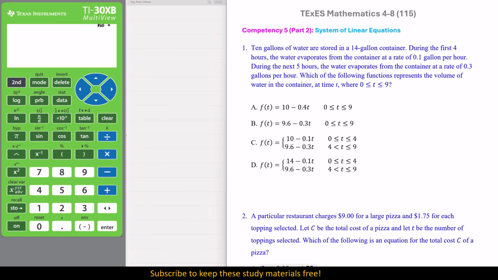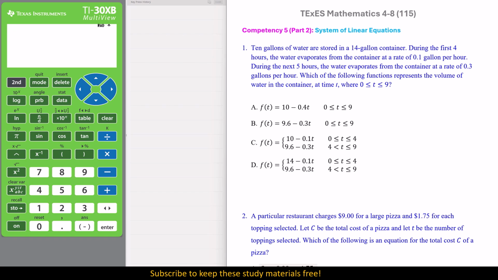Number 1, 10 gallons of water are stored in a 14-gallon container. During the first 4 hours, the water evaporates from the container at a rate of 0.1 gallons per hour. During the next 5 hours, the water evaporates at a rate of 0.3 gallons per hour. Which of the following functions represents the volume of water in the container at time t, where 0 is less than or equal to t and t is less than or equal to 9?